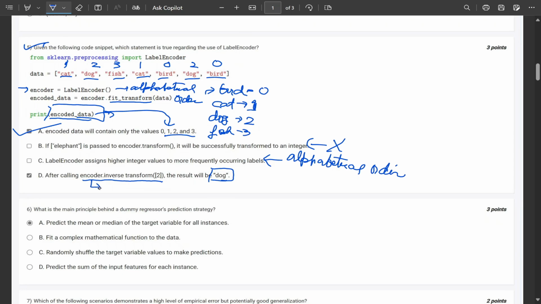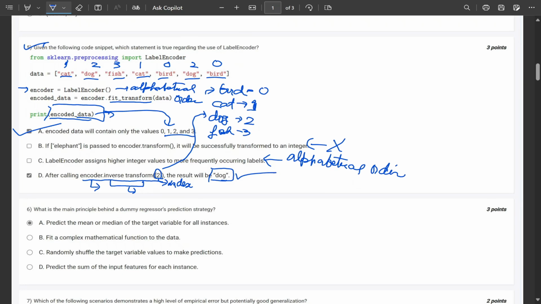The encoder encodes your data, and inverse transform is a method that can be used to convert the label back to your actual value which was present in your data, and it requires you to pass in the index or the integer that is given to it. Since our integer 2 is associated with dog, it will return dog.